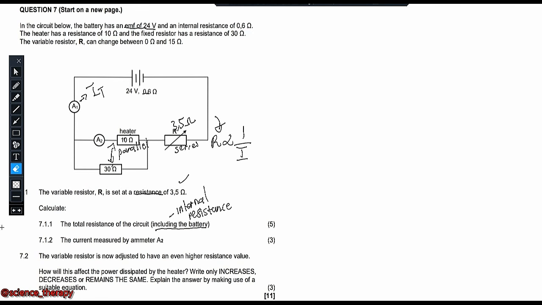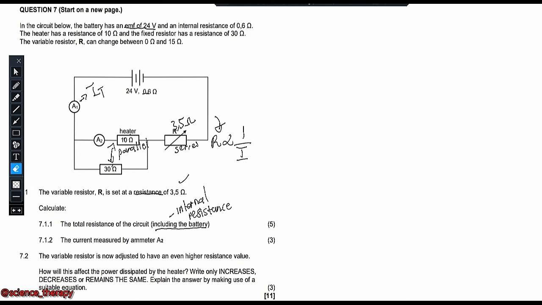Now 7.2 says the variable resistor is now adjusted to have an even higher resistance value. So that means they now move from 3.5 ohms. Now let's say maybe they turn it to 15 ohms, which is the maximum that they can have. Now what they're asking here is, how will this affect the power dissipated by the heater? Right? Only increases, decreases, or remains the same. Then after, explain the answer by making use of a suitable equation. Right? So now let's quickly run to that.